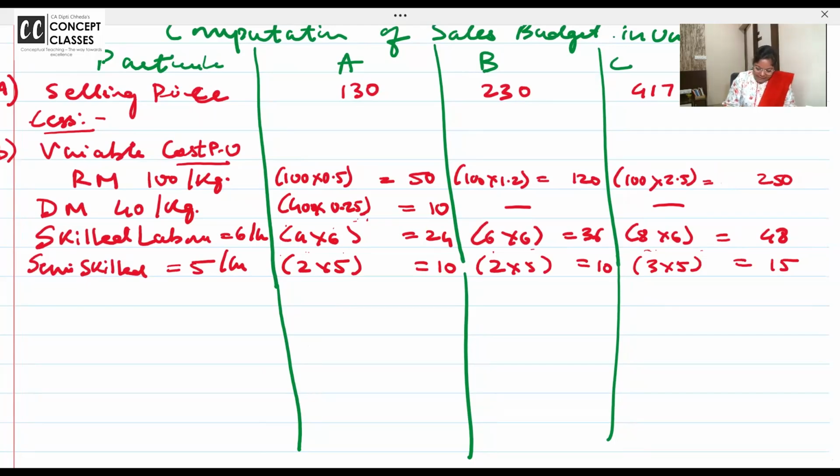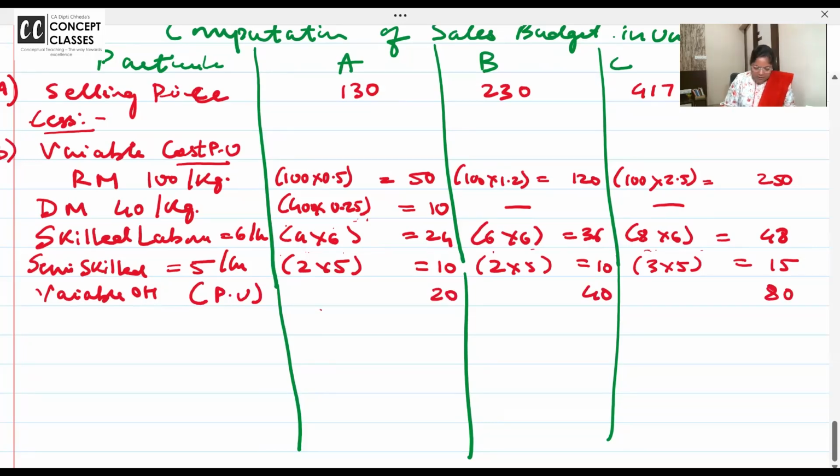So this was material, this is labor, and then variable overhead. See, variable cost is total variable cost: material, labor, overhead. What is variable overhead? It's already given per unit. It is given per unit in the question paper, copy it. Per unit is 20, 40, 80.